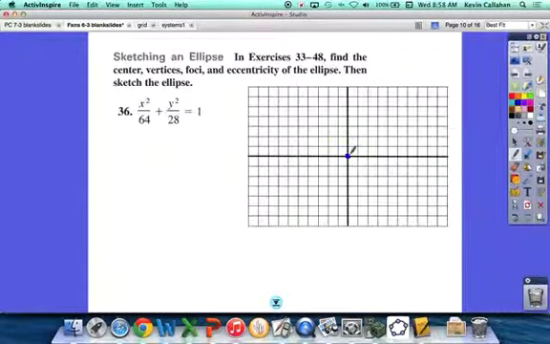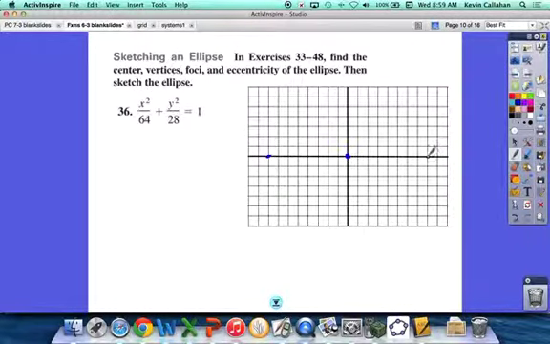Is this going to be horizontal or vertical? How do you tell? Remember, which has the bigger denominator, the x or the y? The x does, so it's horizontal. You don't even have to hardly think of it like that. You're going to go the square root of that distance in the x direction from the center. The square root of 64 is 8, so you're going to go left 8, and you're going to go right 8.